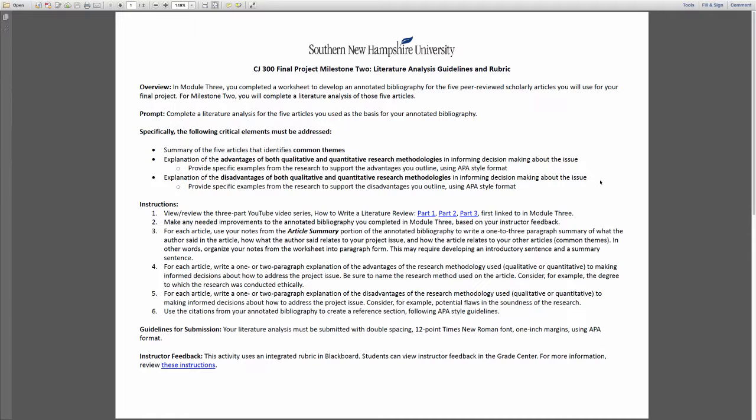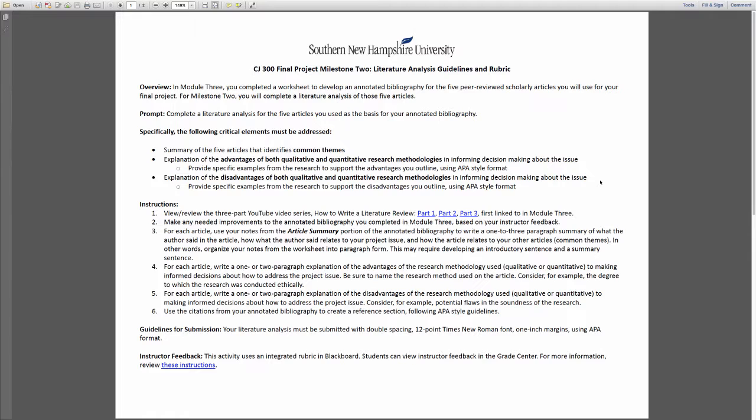You have a real strong outline. Number 4, for each article, write a 1 or 2 paragraph explanation of the advantages of the research method. So you have at least 1 each for qualitative and quantitative. Making informed decisions about how to address the project issue. Be sure to name the research method used on the article.